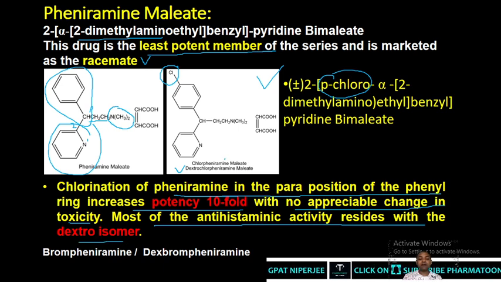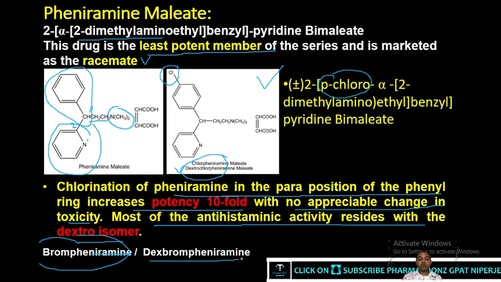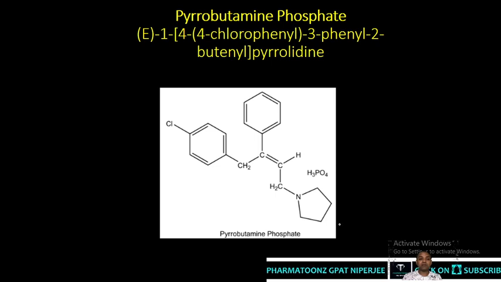As I said, the dextroisomer of chlorpheniramine and the dextroisomer of brompheniramine, which is called dexbrompheniramine, are clinically more active. And if chlorination is done at the para position of the phenyl ring, that will increase the potency up to tenfold with no appreciable change in toxicity.